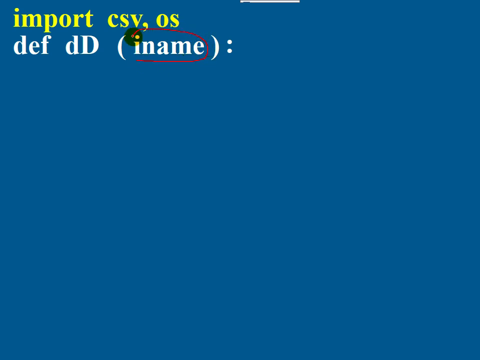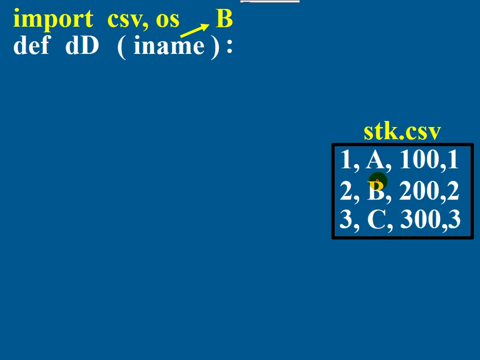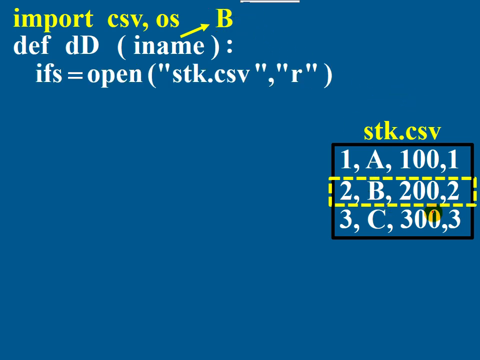Parameter iname contains the name of the stock whose details you want to delete. Example taken: B. And this is a CSV file. It contains 3 records. So as per this example, we want to delete the second record because its stock name is B. Now, this file must be opened for reading purpose.